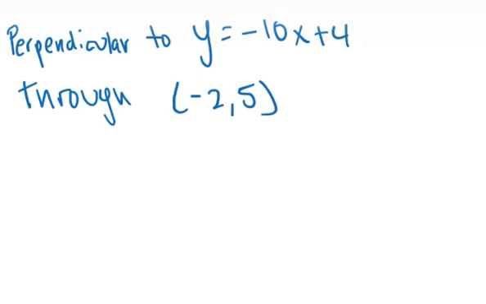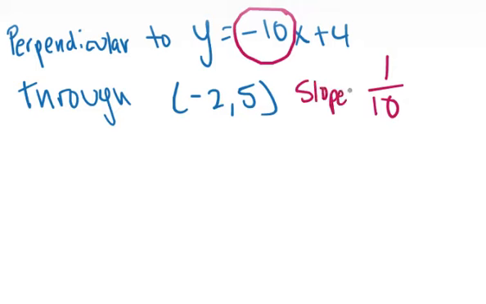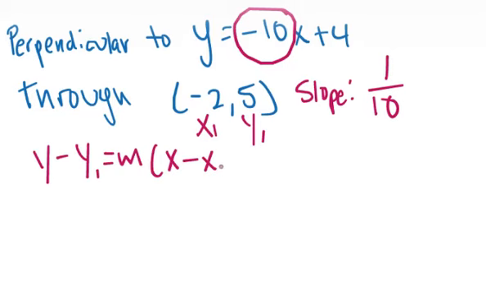Alright, we want to go perpendicular to this equation and through this point. So our slope is found right here. And if we do perpendicular, we have to do opposite reciprocal. So the slope that we want to use is actually going to be 1 over 10. And then we have our point, x1, y1. Given this, we're going to use the equation, point slope, which is another thing that we have to know for the test. So we want to make sure that we study that.